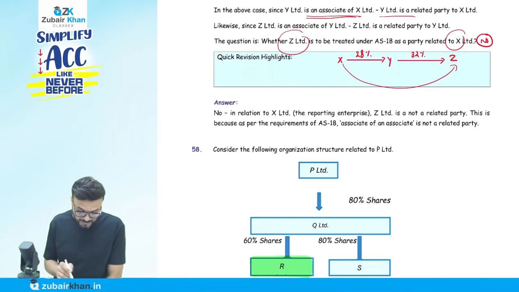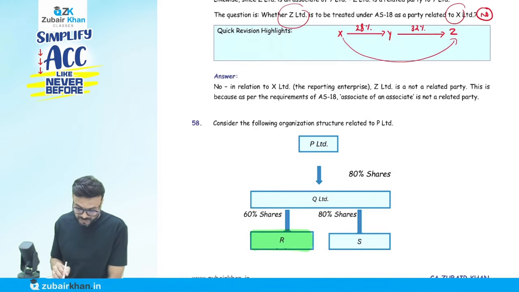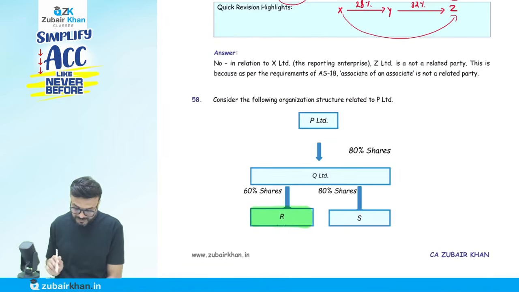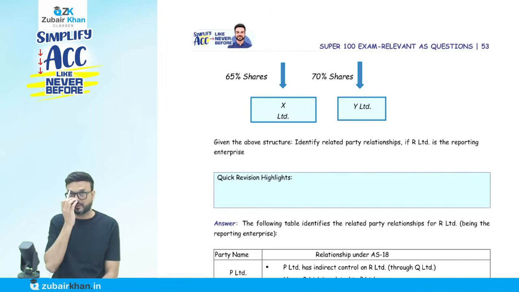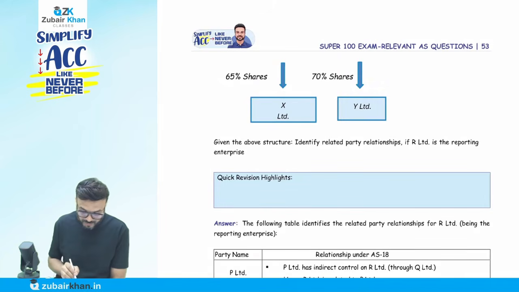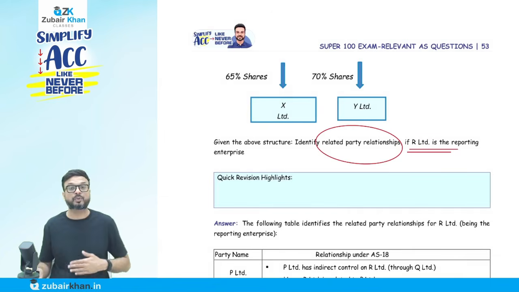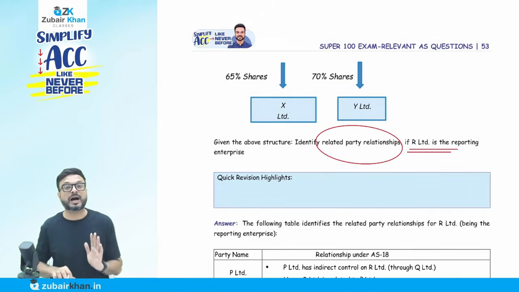Now they say question 58. Consider the following organization structure. P Limited holds 80% shares in Q Limited. Q Limited holds 60% shares in R Limited and 80% shares in S Limited. Then R Limited holds 65% shares in X Limited, and S Limited holds 70% shares in Y Limited. They ask you, given the above structure, identify the related party relationships if R Limited is the reporting enterprise. They ask you from R's point of view.